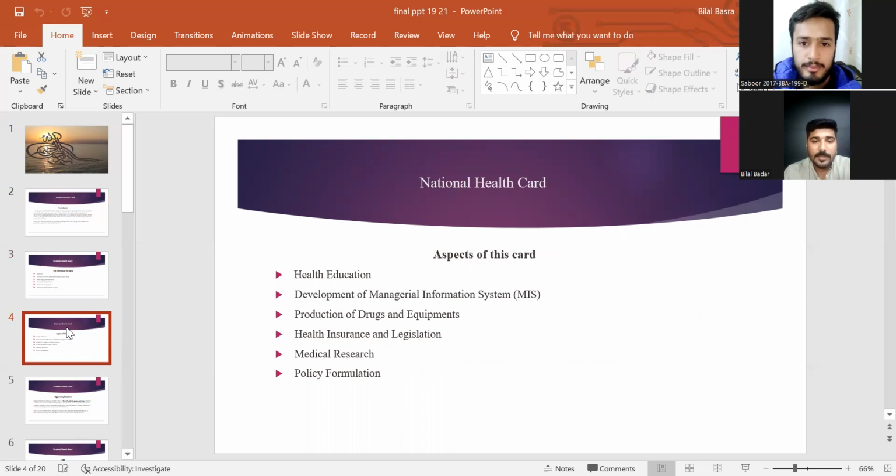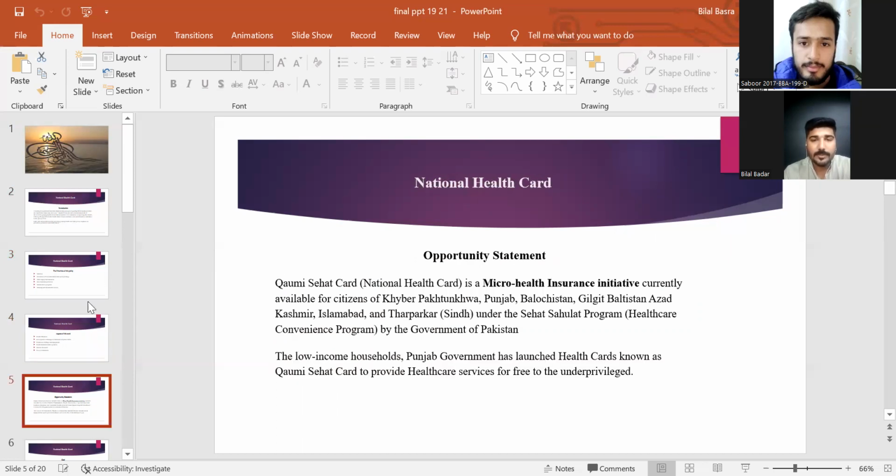Next are the aspects of this policy: health education, development of a managerial information system, production of drugs and equipment, health insurance and legislation, medical research, and policy formulation.